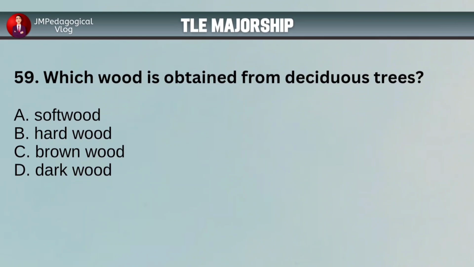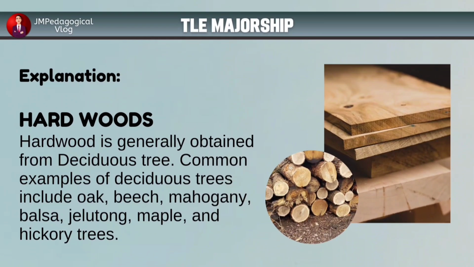59. Which wood is obtained from deciduous trees? A. Softwood. B. Hardwood. C. Brown wood. D. Dark wood. B. Hardwood. Explanation. Hardwood is generally obtained from the deciduous tree. Common examples of deciduous trees include oak, beech, mahogany, balsa, maple, and hickory trees.